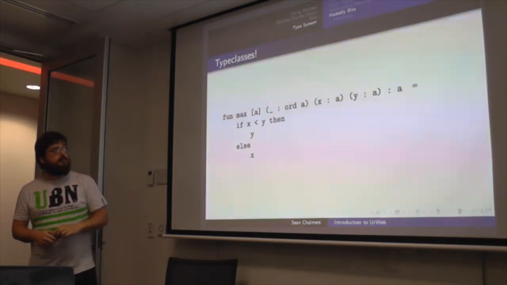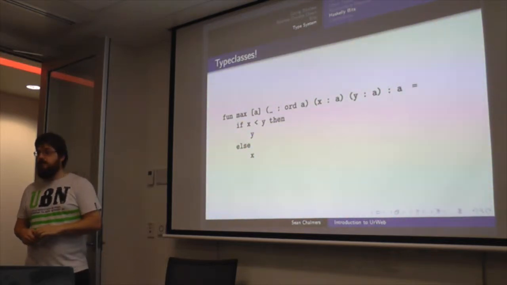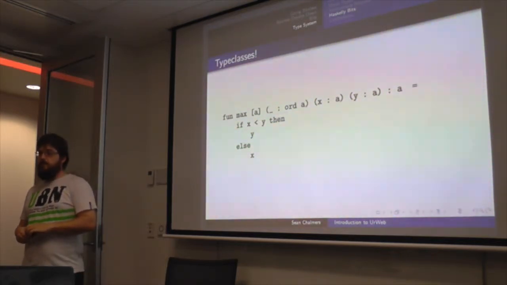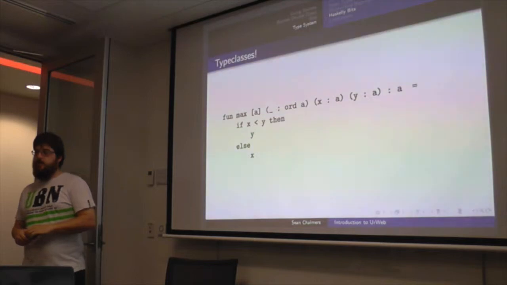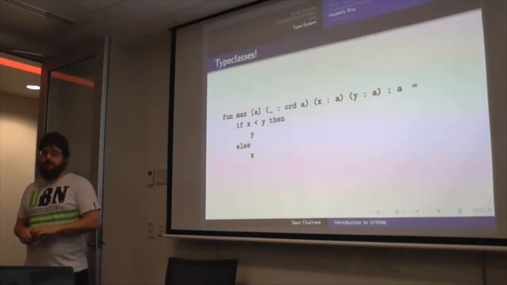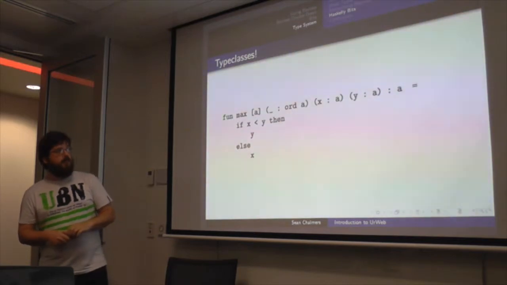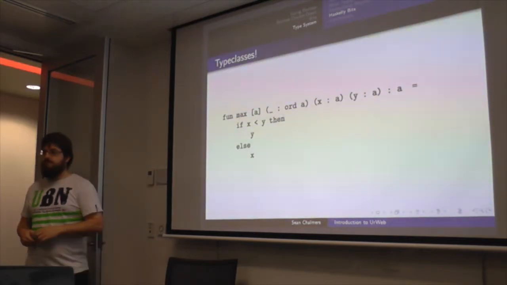But the type classes can be complex and difficult to implement because of the higher-kinded polymorphism that happens in UrWeb. It's quite different to Haskell, so it takes a bit of getting used to. But when you get things working, it's just as nice.